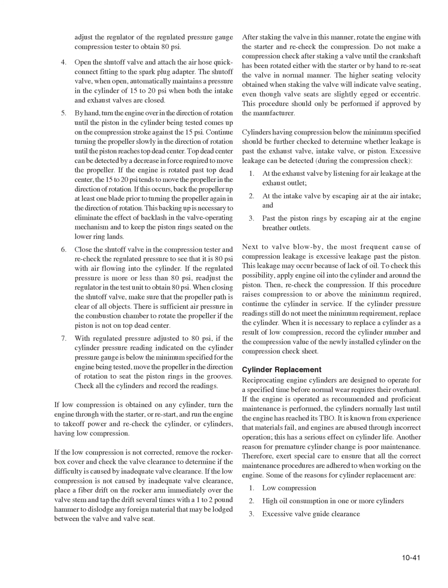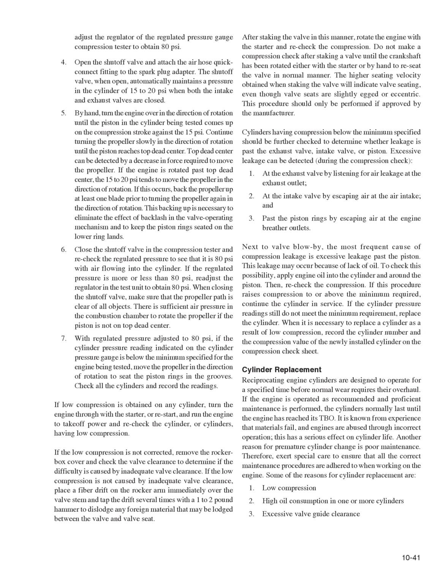The shutoff valve, when open, automatically maintains a pressure in the cylinder of 15 to 20 pounds per square inch when both the intake and exhaust valves are closed. 5. By hand, turn the engine over in the direction of rotation until the piston in the cylinder being tested comes up on the compression stroke against the 15 pounds per square inch. Continue turning the propeller slowly in the direction of rotation until the piston reaches top dead center.